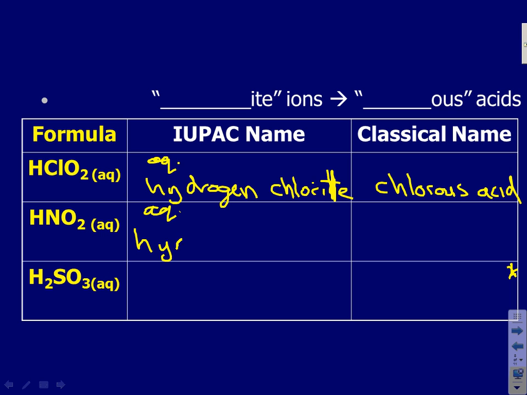Aqueous hydrogen. Somebody have an ending for that? Yep, Bethany. What did you say? Nitrite, because these are all ites. And what is this then? Nitrous acid.